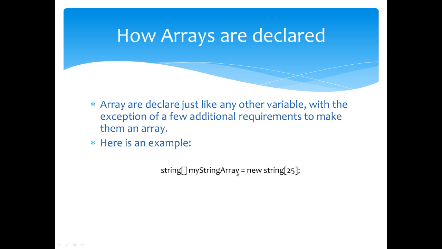Now what this is actually doing is saying, hey, I want a string array, and I need to set aside some memory for it. So the new string is telling the compiler, hey, I need some memory space for this, and the 25 here is saying how many elements I want in my array initially, so how much memory I am going to set aside for this particular array, and in this case we want to make it 25 elements.